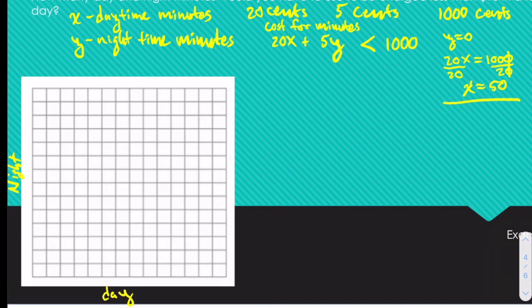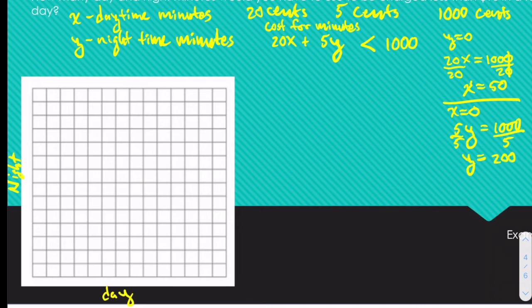The upper bound for y happens when x is equal to 0, meaning 0 minutes of daytime, since x is representing minutes. How many minutes of y do we get? Well, 5 times y is equal to 1,000. Divide both sides by 5. y is equal to 1,000 over 5. 10 over 5 is 2, so I can replace that with 2 and put those zeros on it, and we get 200. So there we are at 200.